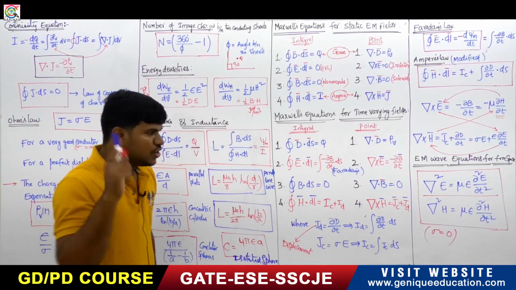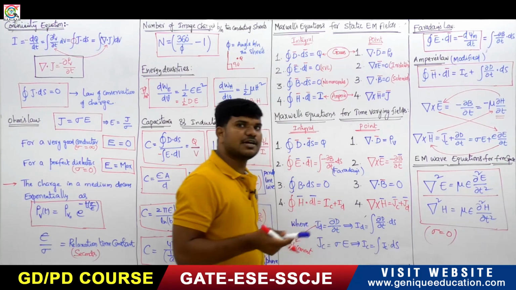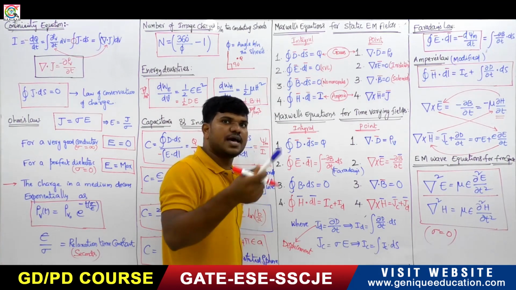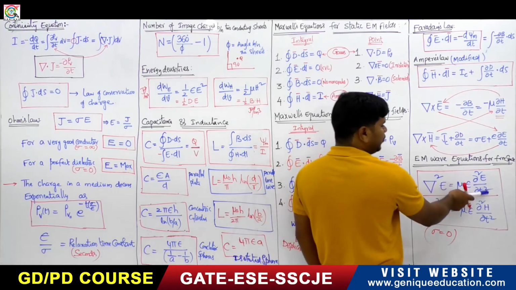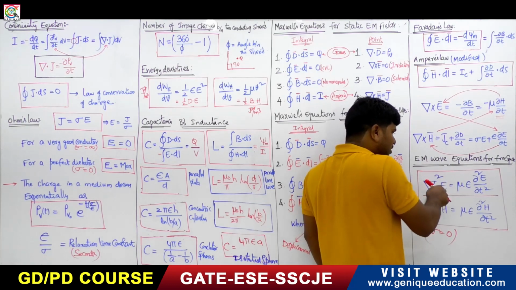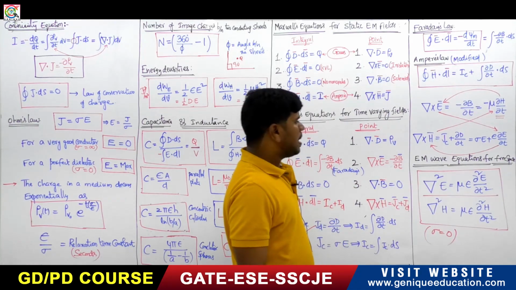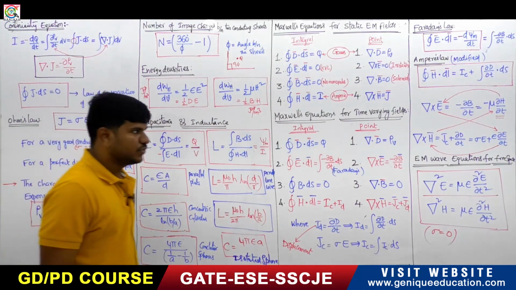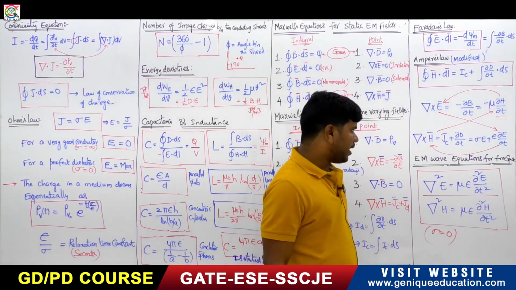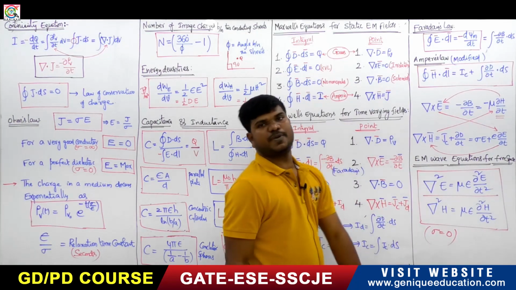One more important thing is, you should know the properties of the time harmonic source. The second derivative of any function will give you the same function. If you take the second derivative of this function, you are getting the same function. So here it is del square E is equal to mu epsilon dou square E by dou t square, and del square H is equal to mu epsilon dou square H by dou t square. These two equations are called the EM wave equations for the free space.